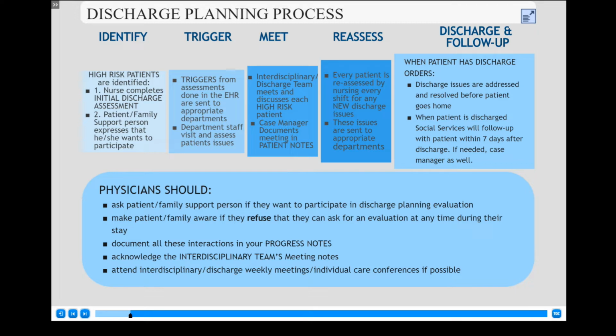Discharge and follow-up. When the patient has discharge orders, discharge issues are addressed and resolved before patient goes home. When patient is discharged, social services will follow up with the patient within 7 days after discharge. If the patient has any clinical issues, the case manager will be informed and will contact the patient and family as well.